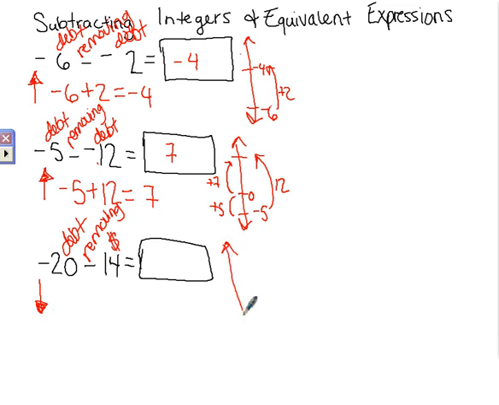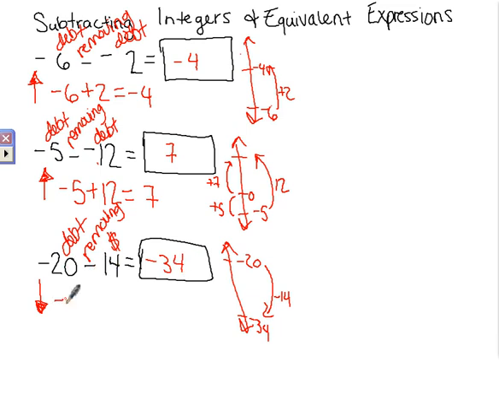So if I did my vertical number line again, I would say I was starting with -20, and my value is going down 14. So I'm going further into debt, which is -34. So again, that makes sense because it would be like being $20 in debt and going out and spending $14.